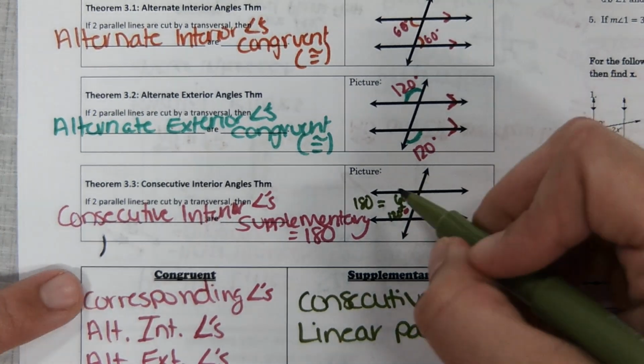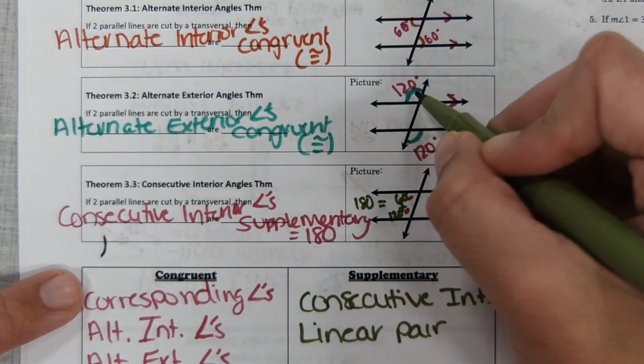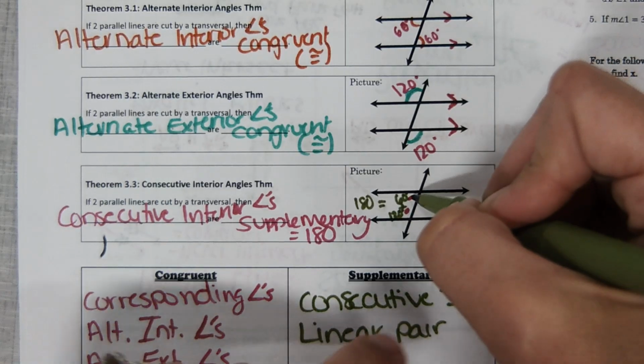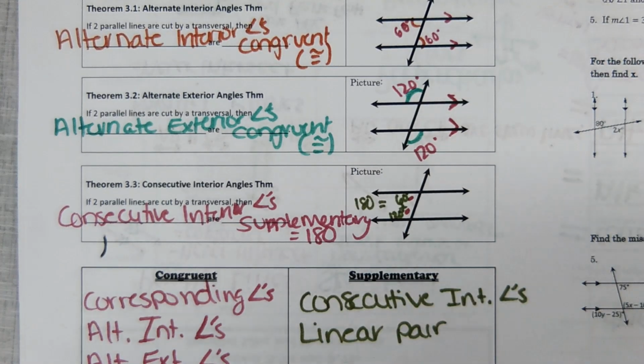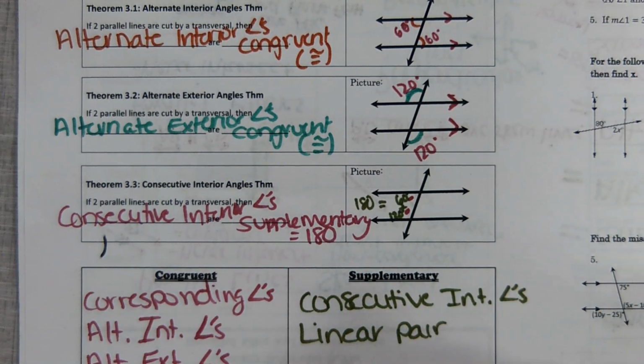You may have noticed I also didn't use an arc for these angles because the arcs generally mean that they are equal, whereas here it's just a dot, just identifying those angles, consecutive interior angles.